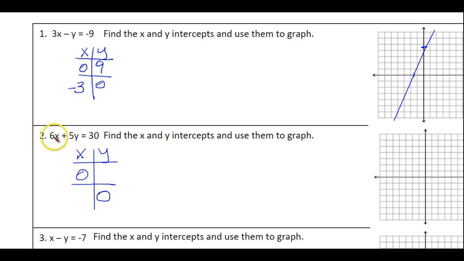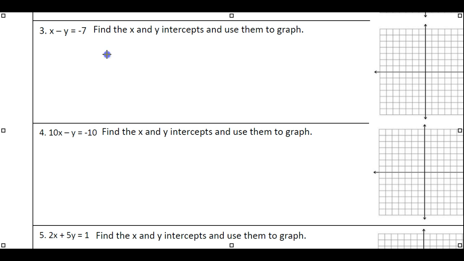So if X is a 0 here, we divide both sides by 5, Y is 6. And if Y is a 0, X will be 5. So I think we might have enough room here. So 0, 6. 1, 2, 3, 4, 5, 6 right there. And 5, 0. 1, 2, 3, 4, 5. And our line tool, like so. Off a little bit there.